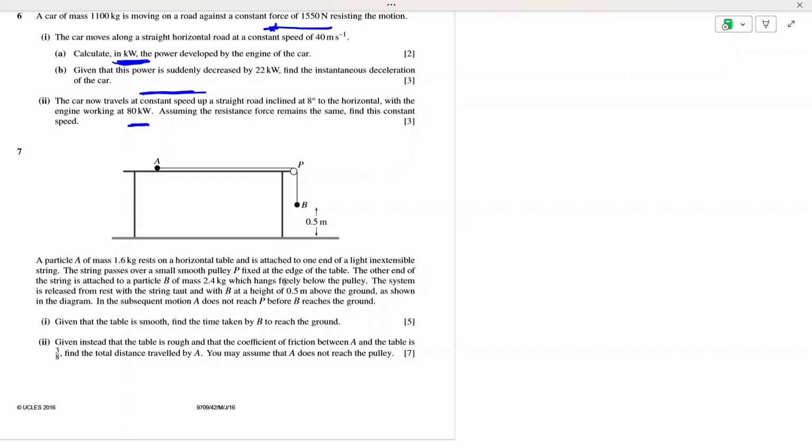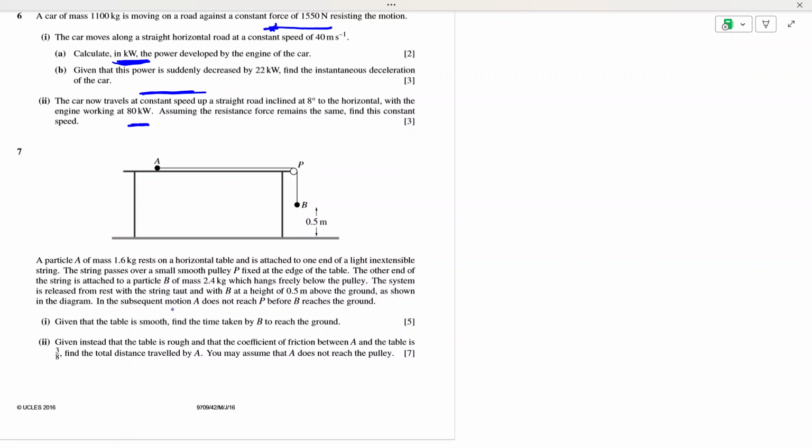So question 7 reads, a particle A of mass 1.6 kg rests on a horizontal table and is attached to one end of a light inextensible string. The string passes over a small smooth pulley P fixed at the edge of the table. The other end of the string is attached to a particle B of mass 2.4 kg, which hangs freely below the pulley. The system is released from rest with the string taut and with B at a height of 0.5 meters above the ground, as shown in the diagram.